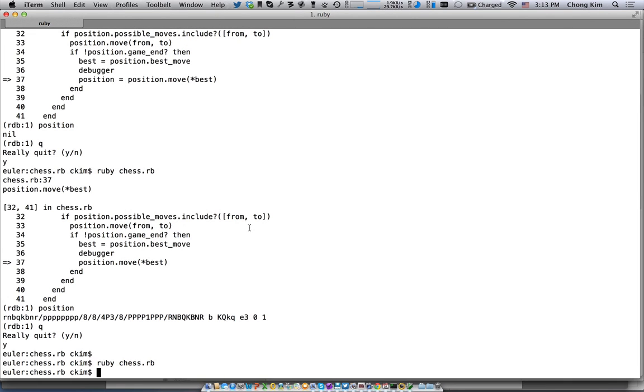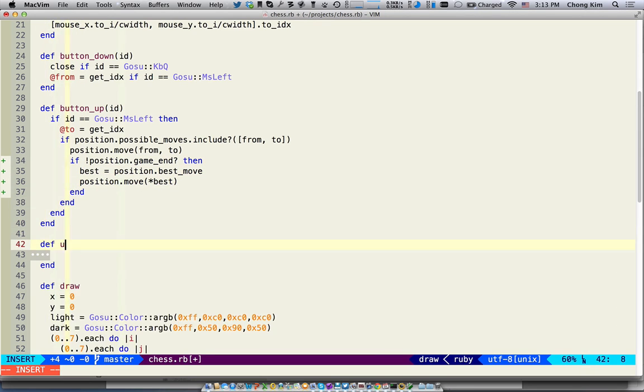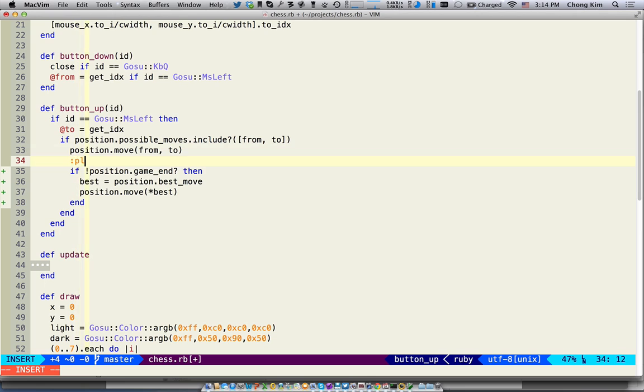So let's quit out and move this. So this needs to be done someplace else, and we could do that under update. Okay, this function is going to be called every fraction of a second, and we can just do it based on the state. So we'll just say player is computer.